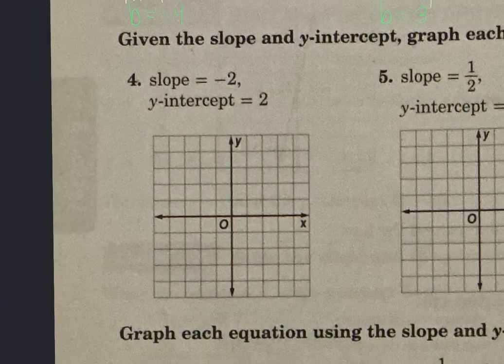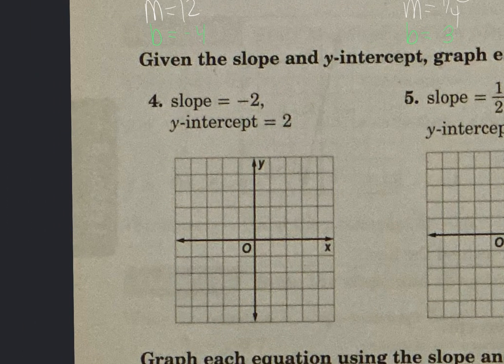Question 4. We're going to start with the y-intercept. The y-intercept is 2, and my slope is -2. -2 over 1 tells me to go down and right. Down 1, right 1. Down 1, right 1. Connect with arrows.